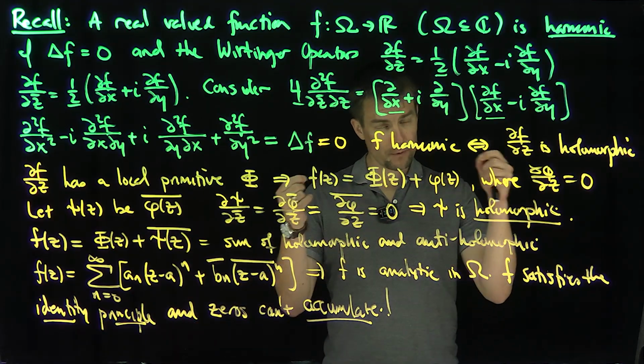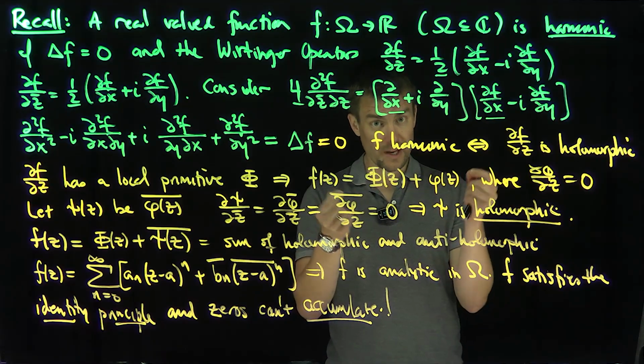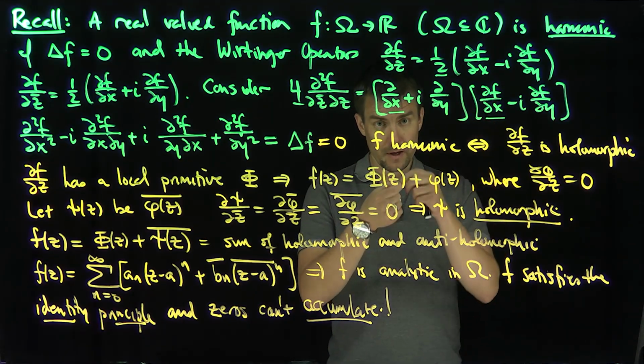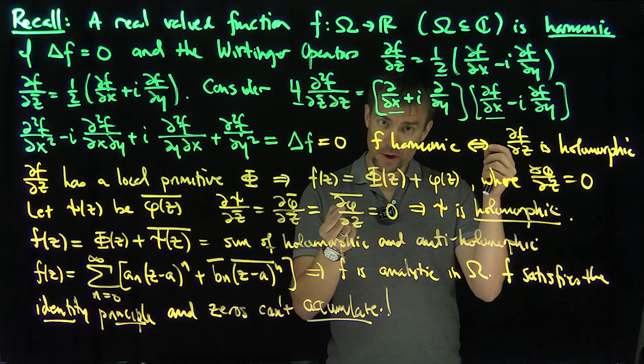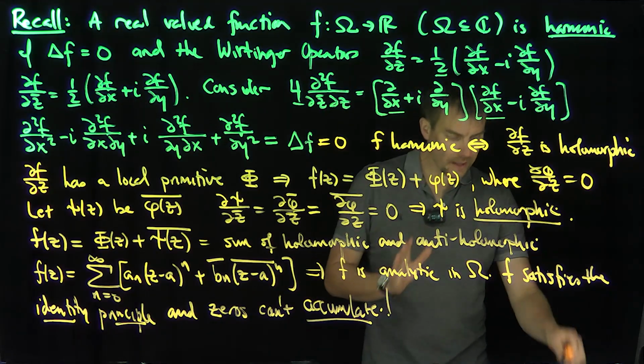If two holomorphic functions agree on a set with an accumulation point, those holomorphic functions have to be the same. The same for harmonic functions. If you have two harmonic functions in a domain, and they agree on a set which has an accumulation point, they have to be the same function. Beautiful, right? What's one sort of classic application of this?